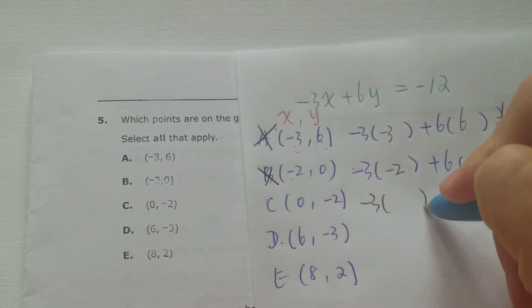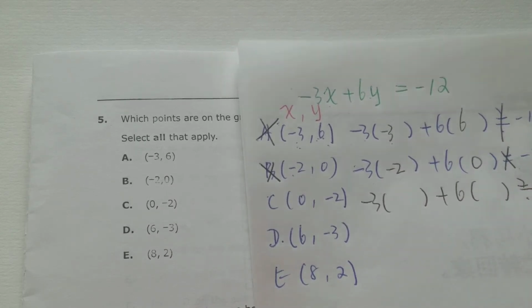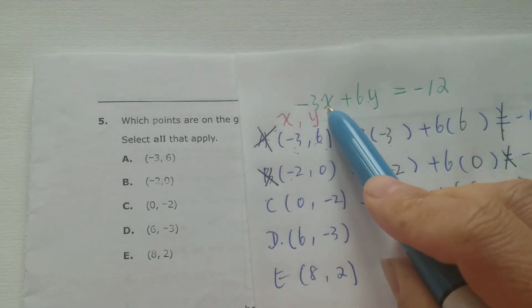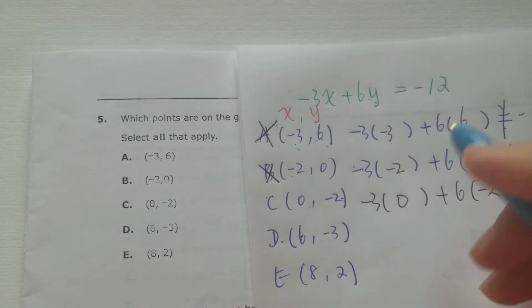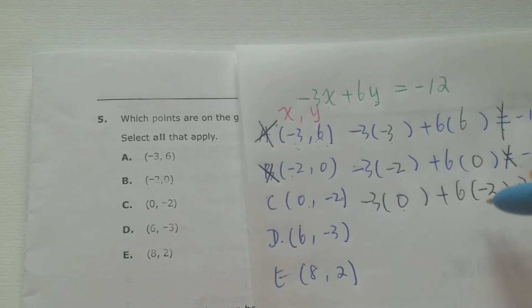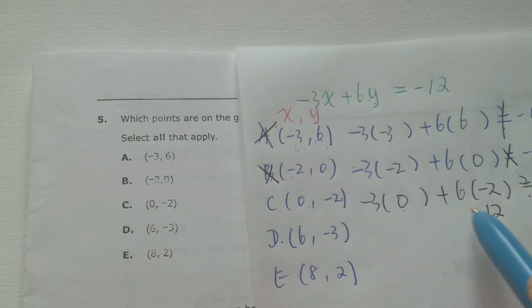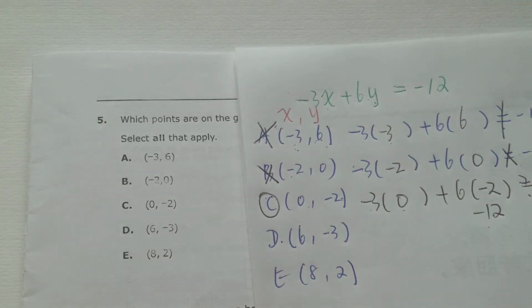-3 times x plus 6 times y. Does this equal -12? I don't know. X is 0. Y is -2. -3 times 0, which is 0. Positive times negative, which is -12. 0 plus -12 equals -12. Okay, here is one of your solutions.